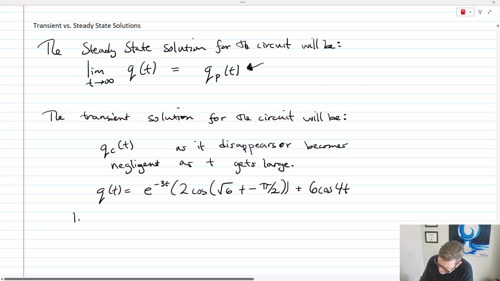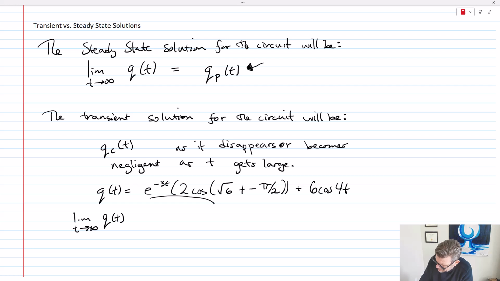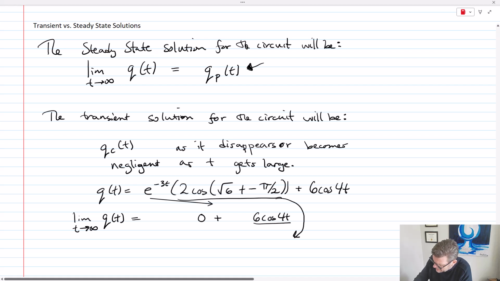Now, if we take the limit as t approaches infinity of q of t, this part here goes to 0. This ends up equaling 0 plus 6 cosine 4t, because we're just going to get oscillations. Whatever that value is in terms of the oscillations, it's just going to be that 6 cosine 4t, because the e to the negative 3t is going to overwhelm the cosine part inside of our homogeneous part. If you look at the structures of these circuits, this would be your QC, and this would be your QP.